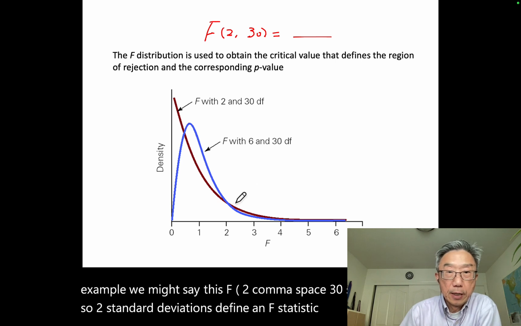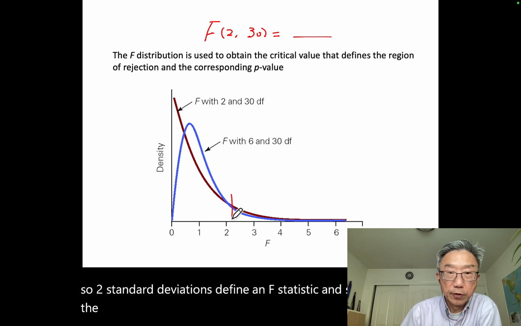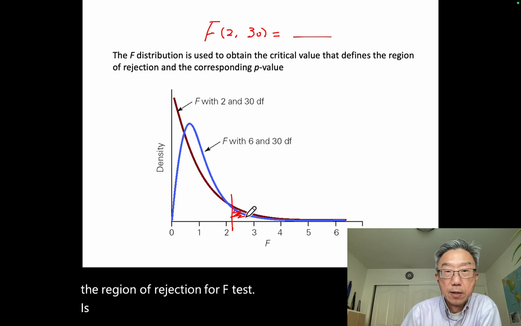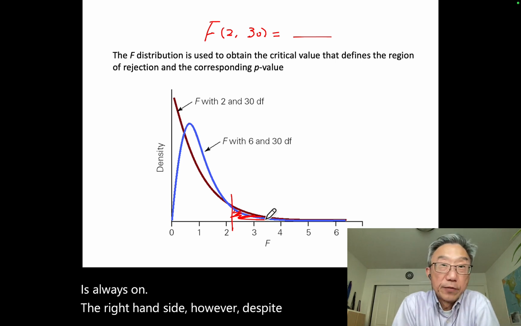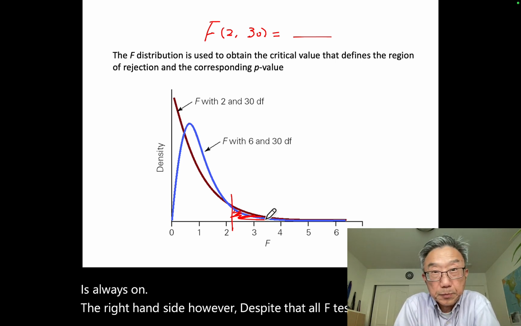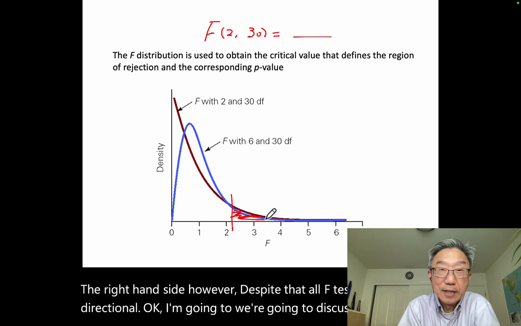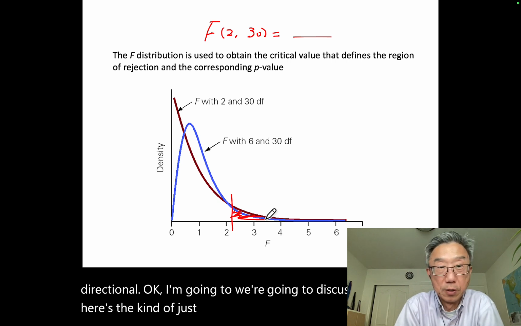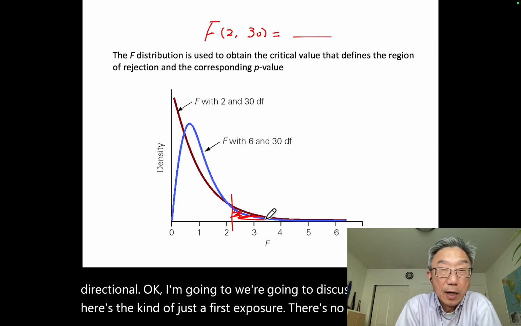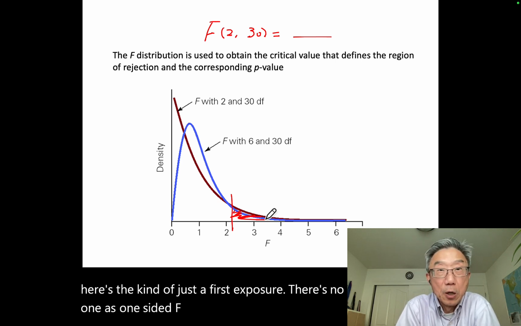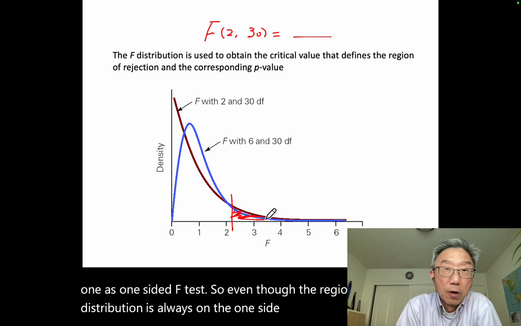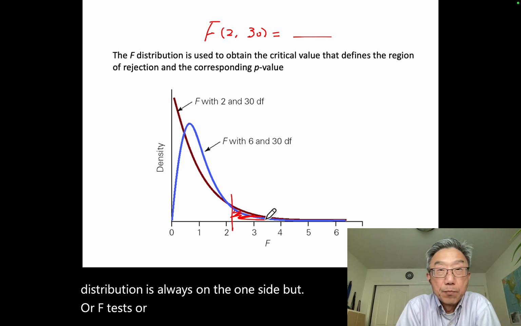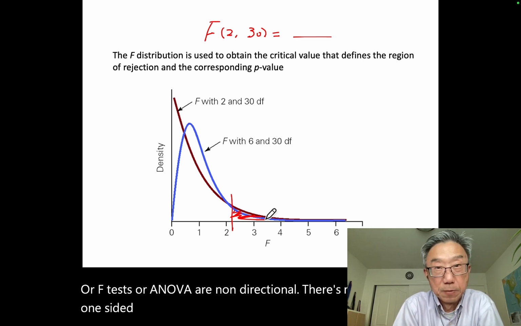The region of rejection for the F test is always on the right-hand side. However, despite that, the F test is non-directional. We're going to discuss that later, but here's just a first exposure. There's no such thing as a one-sided F test. Even though the region of rejection for the F distribution is always on one side, all F tests, all ANOVAs, are non-directional.